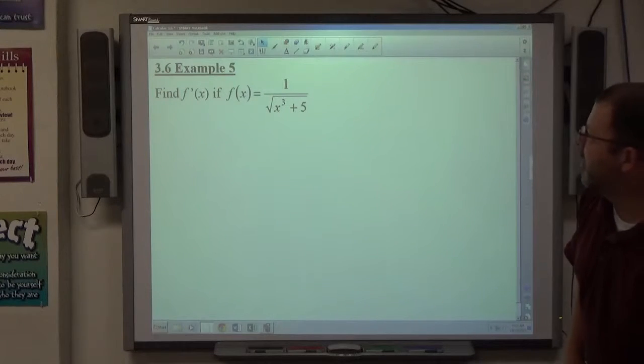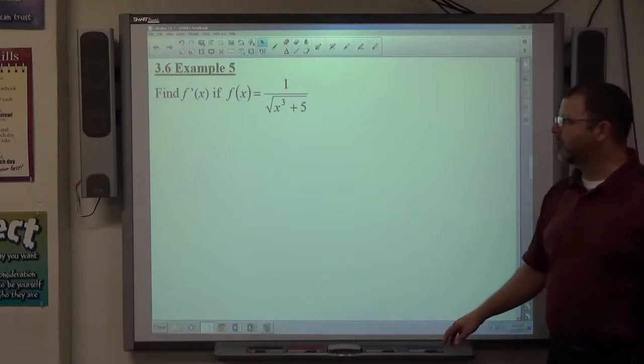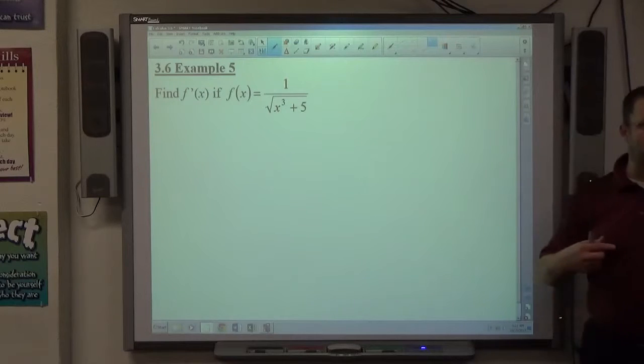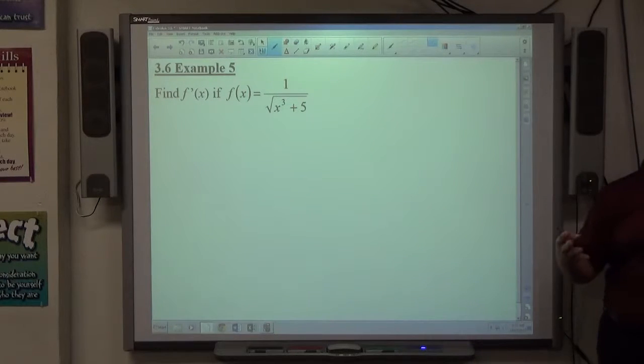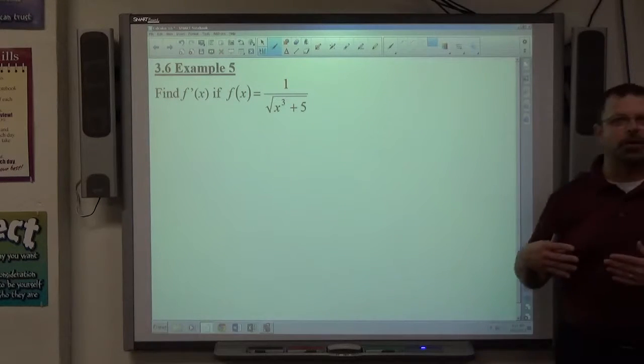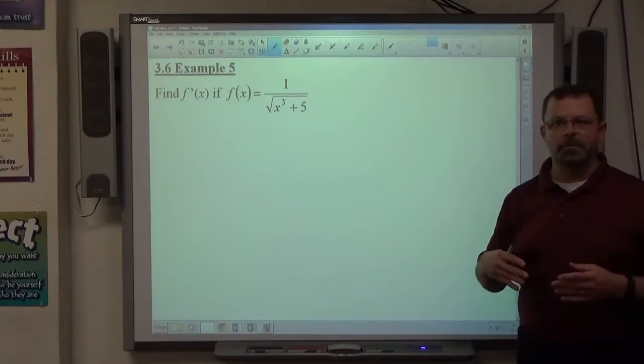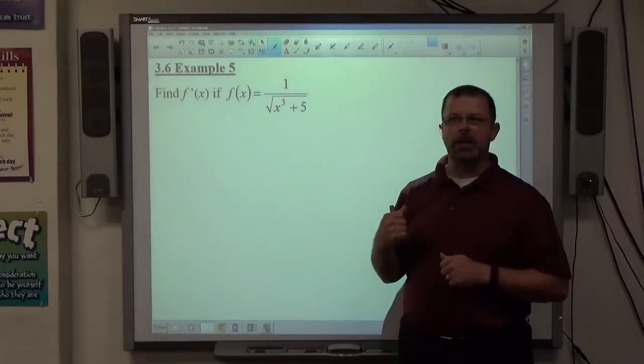Okay, example 5, f of x equals 1 over the square root of x cubed plus 5. The main idea of this is, again, getting to a decent structure before you differentiate. Using a little bit of algebra before we get to calculus. That last problem was ready to go immediately.